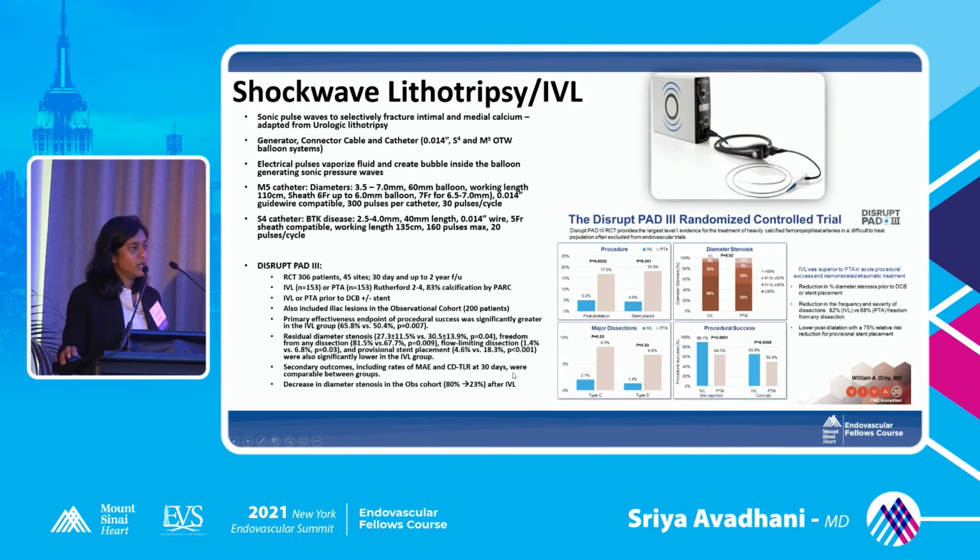So for those who are not familiar with this, it is one of the newer tools in our kit. It comes from urologic procedures, uses shockwave sonic pulses to fracture the calcium, both intimal and medial. It comes in 2 catheter sizes. The M5 is for above the knee, and S4 is for below the knee procedures. And at least for the above the knee, there's a max of 300 pulses you can use per catheter. Just some preliminary data, basically pointing at better luminal patency with shockwave over balloon angioplasty, and I'll let you look at that.